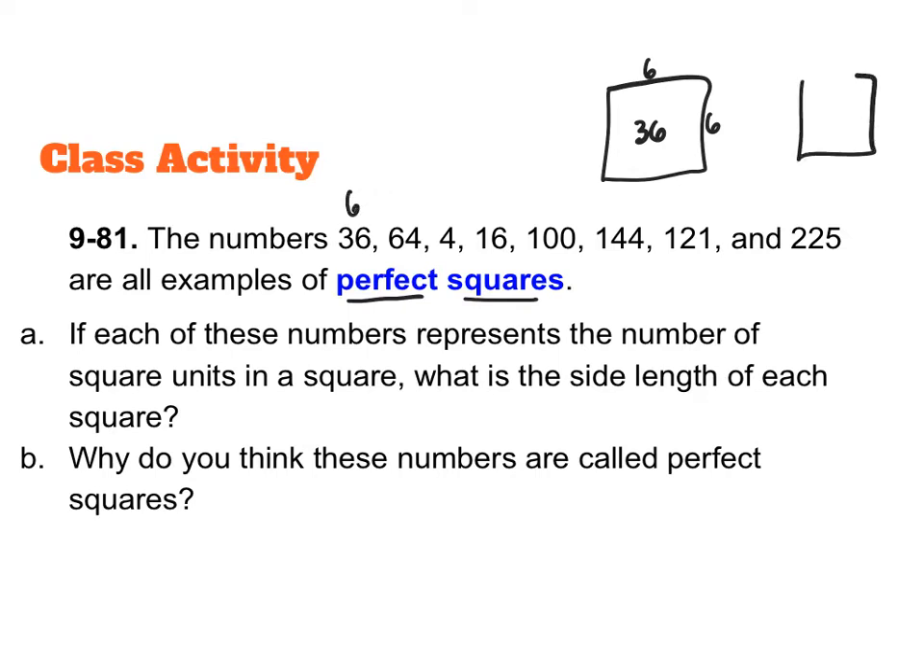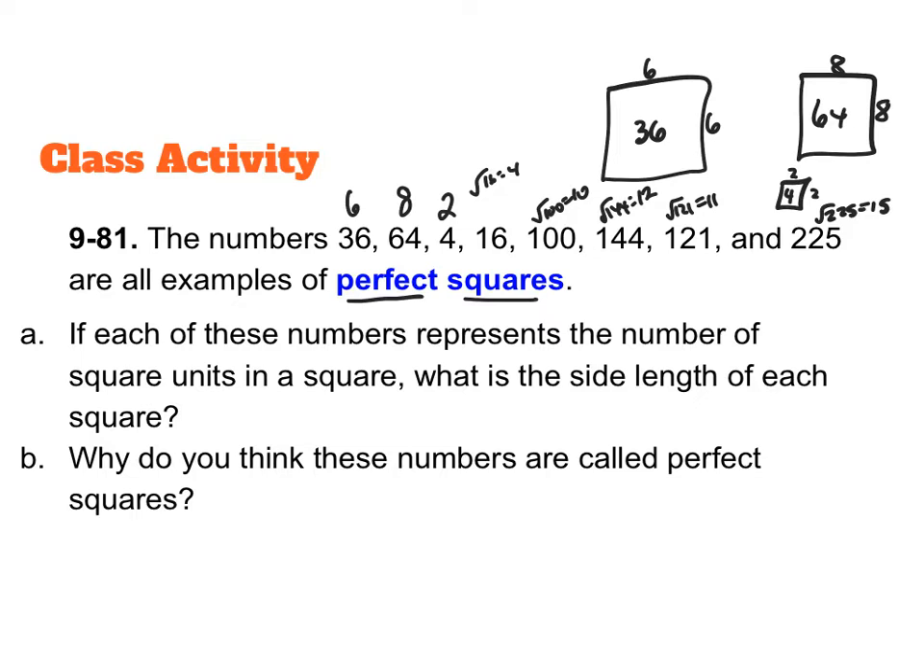If the area was 64, that would have to be an 8 by 8 square. If the area was 4, that would have to be a 2 by 2 square. And each time what we're doing is we're doing the square root of that number. So the square root of 16 is 4, the square root of 100 is 10, the square root of 144 is 12, the square root of 121 is 11, and the square root of 225 is 15.